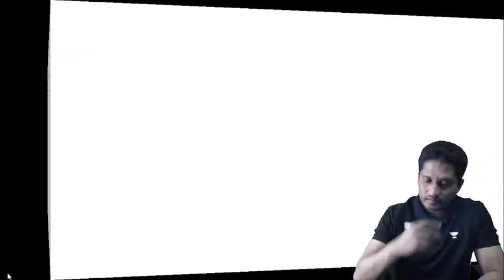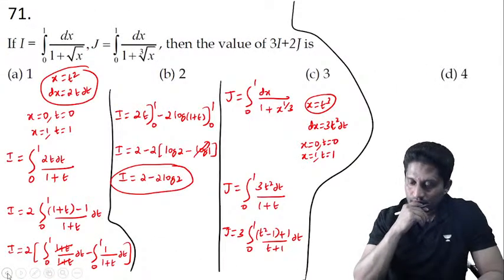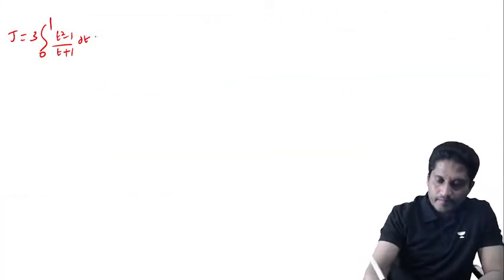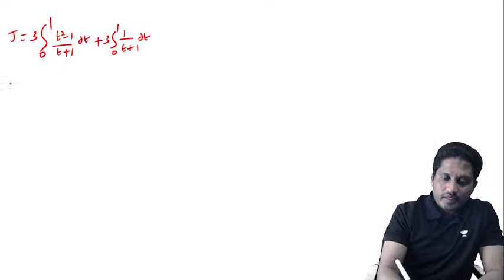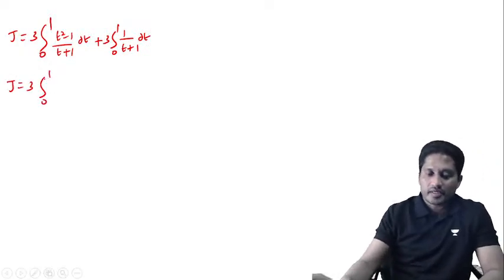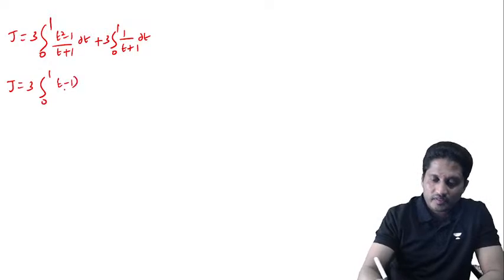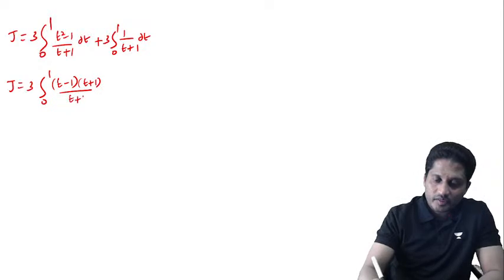Right, and then 3 times integration 0 to 1 of t square minus 1, plus 3 times integration 0 to 1 of 1 divided by t plus 1. Okay, so J is equal to 3 times integration 0 to 1 of t square minus 1, which can be written as t minus 1 into t plus 1, divided by t plus 1 dt, plus 3 times integration 0 to 1 of 1 divided by t plus 1 dt.